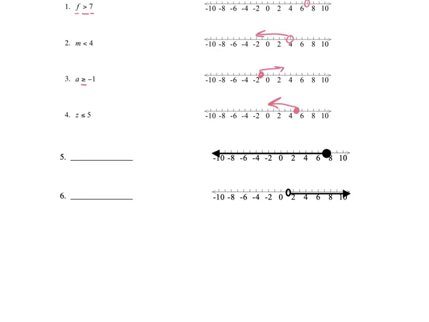Now they want us to read these. Closed circle going to the left means my symbol is less than or equal to. So x is going to be less than or equal to 7. And then here it does not include the number, and it's going to the right. So x is going to be greater than 1 because it's an open circle.